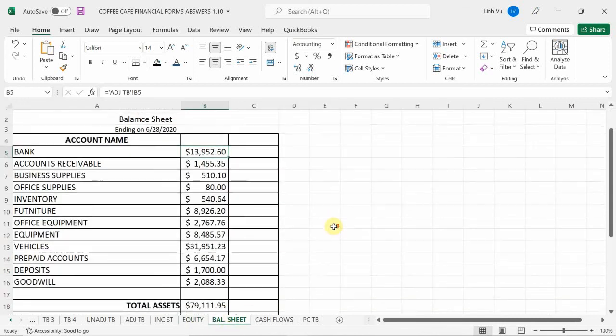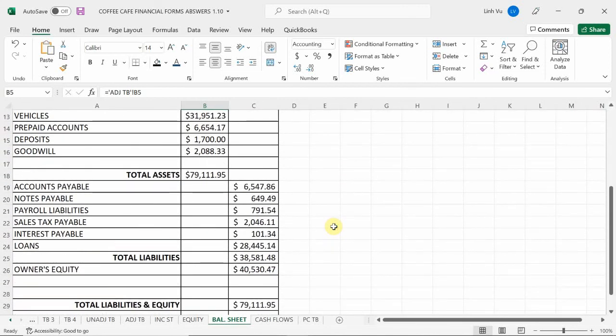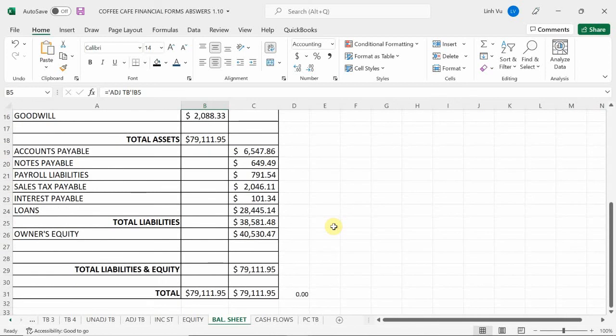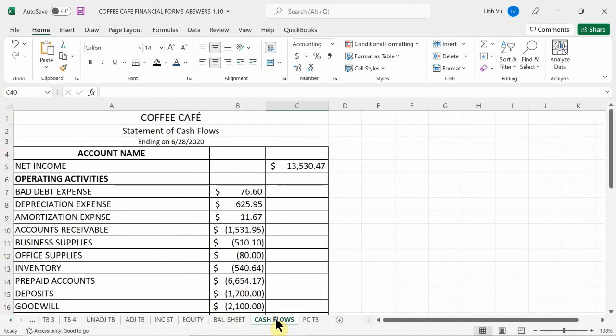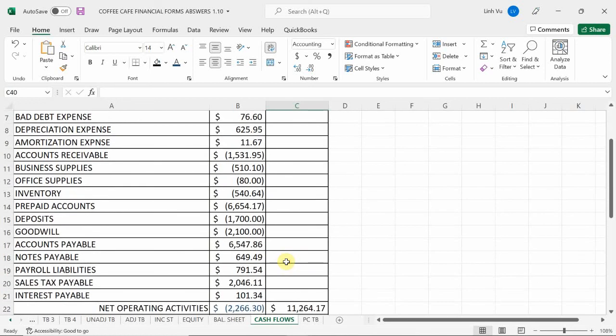Is this true? Does your total assets equal your total liabilities plus your new equity? In this case, it does. It pans out to be $79,111.95. Okay? And then the last thing we have to do is a combination of the income statement, the balance sheet, plus the unadjusted trial balance, right? We're going to see how much money actually flowed into the company and how it came out. Now, if you remember, this was purely from the income statement and the balance sheet. So that's why it's a combination of the two.